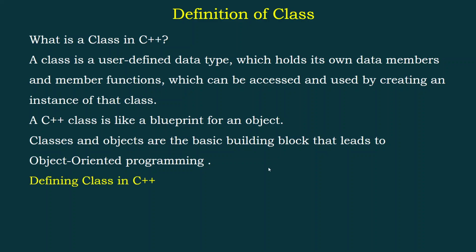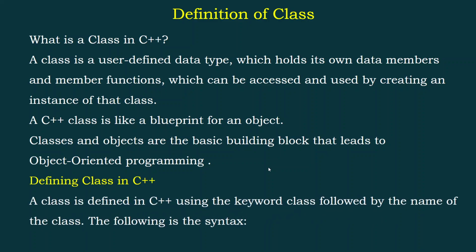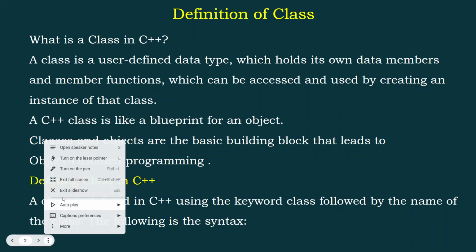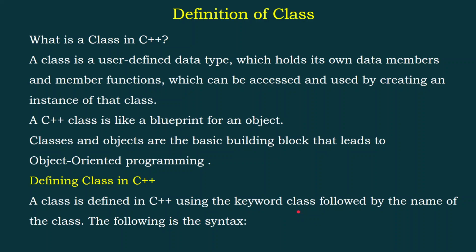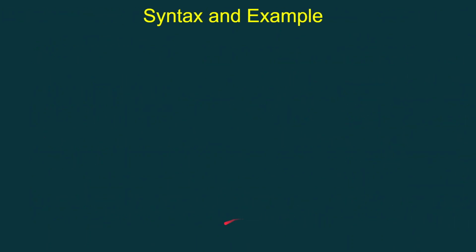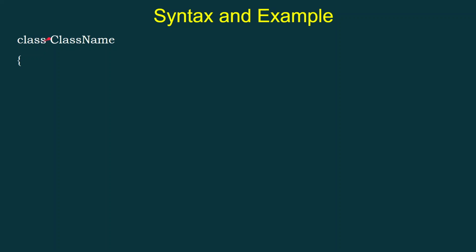Defining the class in C++, let us see the syntax here. A class is defined in C++ using the keyword class followed by the name of the class. So the following is the syntax. Class is the keyword and class name is the user-defined name. Just like we create an integer or float variable named a, b, c, x, y, whatever the user defines, that is the class name.